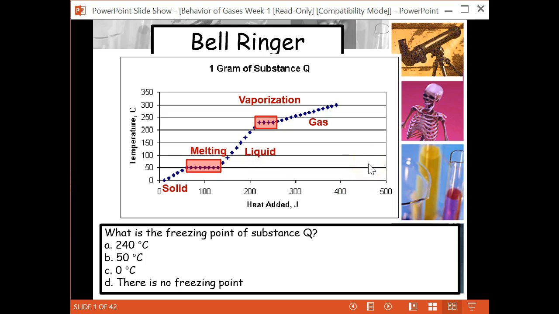Well, now I look back at the question and I have to figure out what the freezing point is. It's not freezing. So obviously the answer is D. There is no freezing point. Psych. There is an answer.